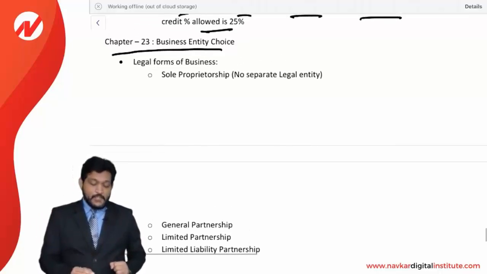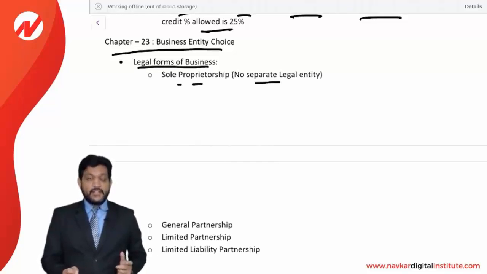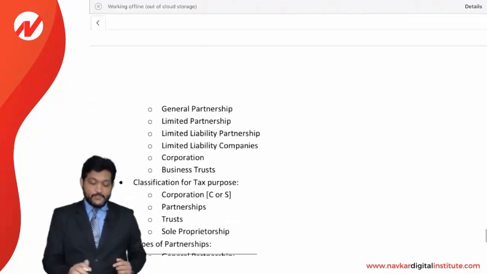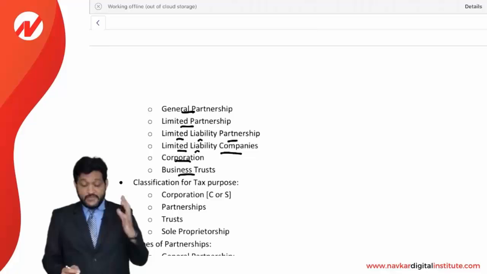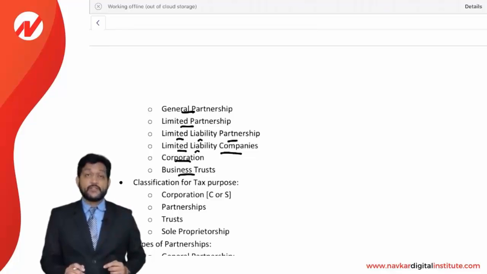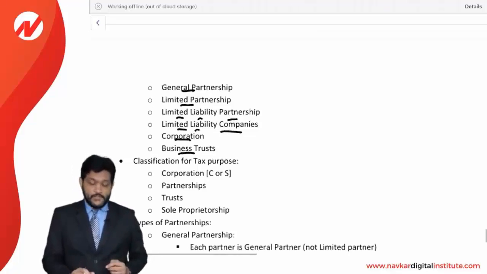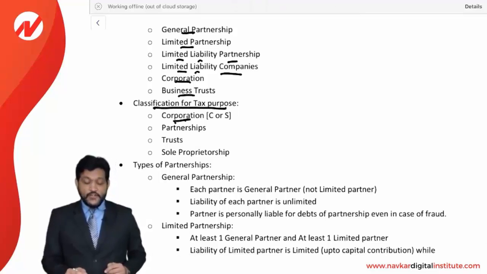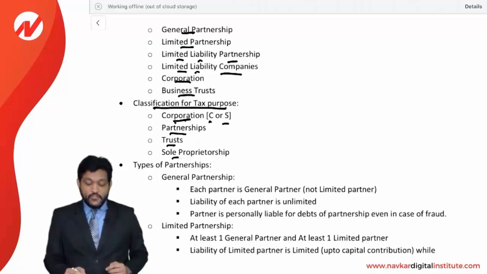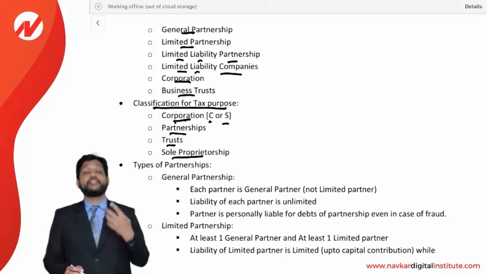Let's see. Legal forms of business, first of all. Sole proprietorship, no separate legal entity, that's an individual doing a business. General partnership, limited liability partnership, limited liability companies, corporation and a business trust. This bifurcation we can make for the purpose of business formats. Classification for tax purposes will be corporation, either C corporation or S corporation, partnerships, trust and sole proprietorship. This is the classification as per tax.